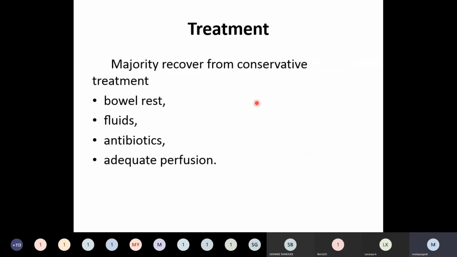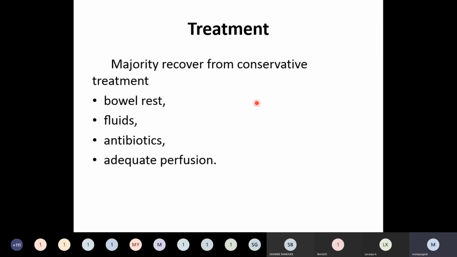The treatment, as I already explained: these patients are having other associated comorbid conditions and acute medical emergencies. So the majority of the patients will recover with conservative treatment by treating the other associated conditions. And from the abdomen part, the bowel has to be kept at rest by keeping the patient nil by mouth, and start with fluids depending on patient condition.